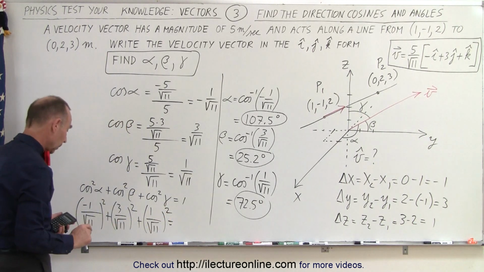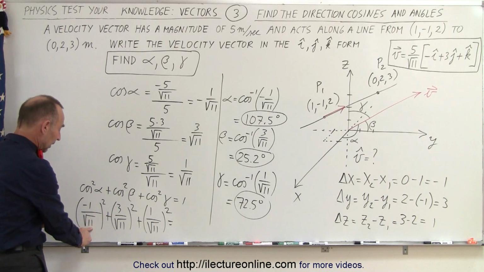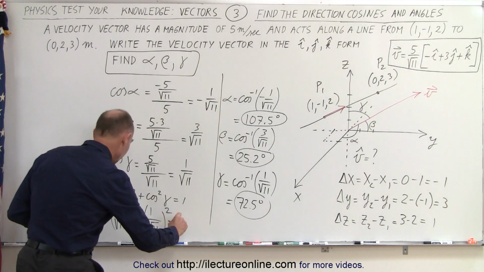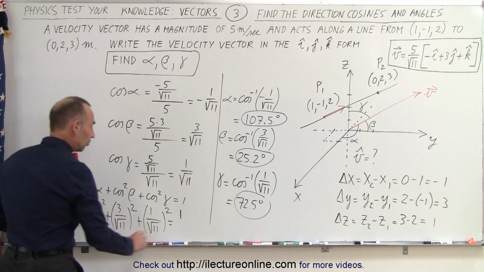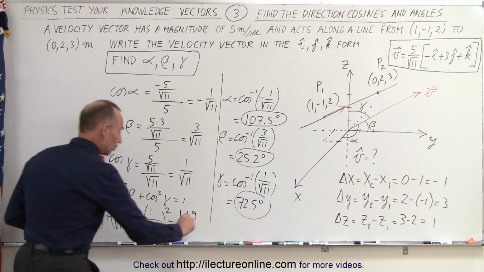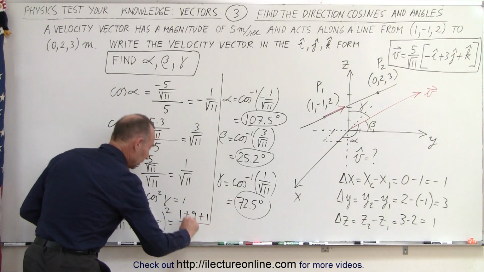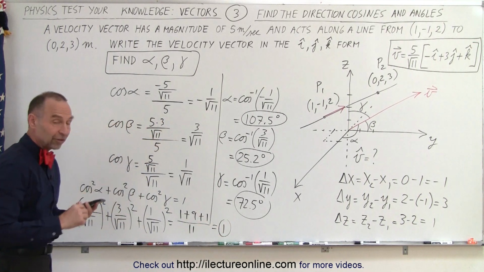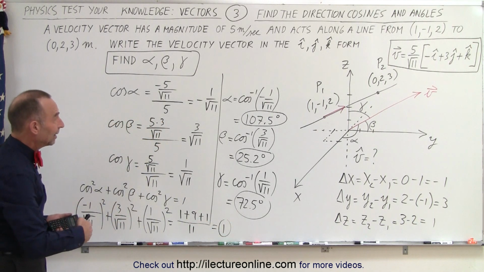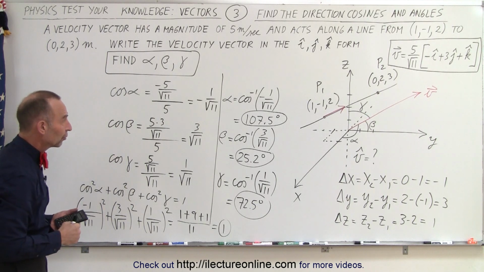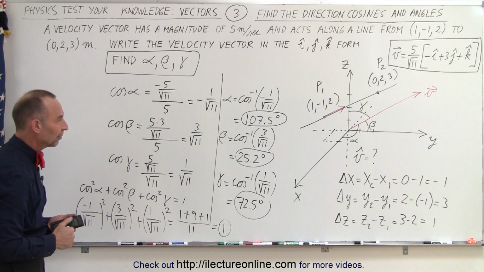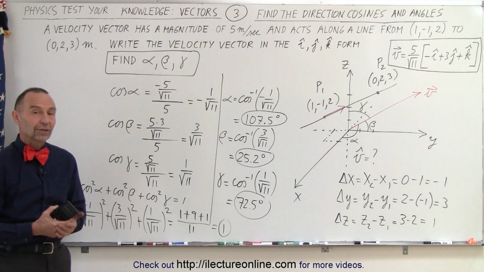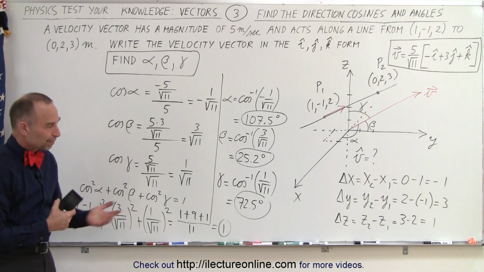What does that add up to? Well, first of all, when we square the denominator, we get 11. So we have a common denominator of 11. In the numerator, we get 1 squared, which is 1, plus 3 squared, which is 9, plus 1 squared, which is 1, all divided by the common denominator 11. And you can see that, yes, indeed, that is equal to 1. So it looks like we have the correct direction cosines, and then by taking the inverse of those direction cosines, we get the angles themselves. And that's how you find the angles between any vector and the three axes x, y, and z. That's how we do that.